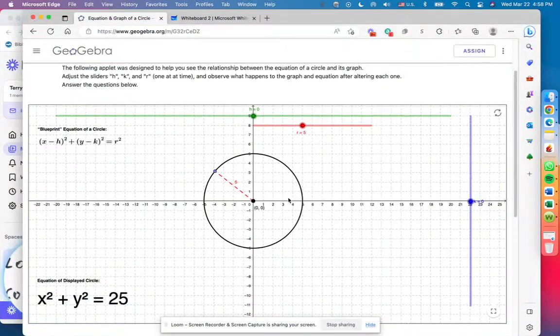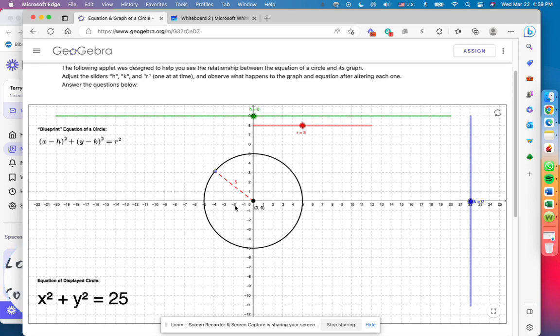Guys, here is a video on the equation of a circle, and I love this. This is a program called GeoGebra, and it just gives you a visual of what we just drew out as the standard equation. So this is the standard equation of a circle: (x - h)² + (y - k)² = r². Remember, (h, k) is the center.